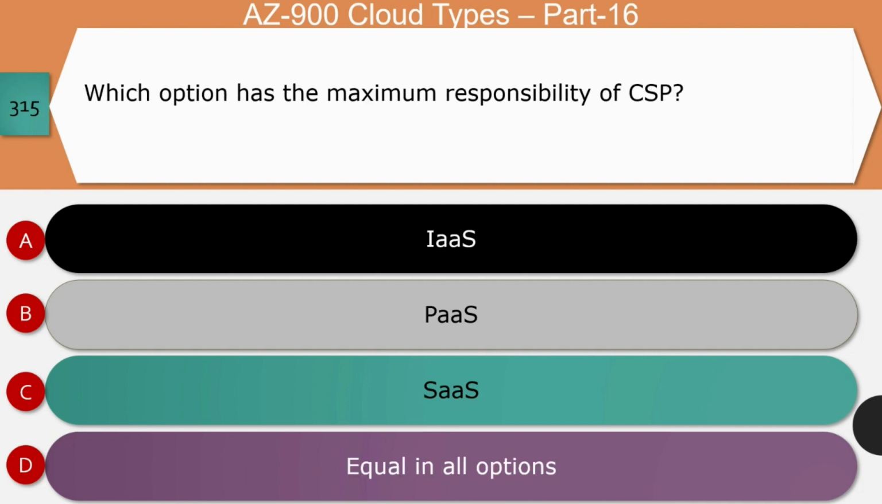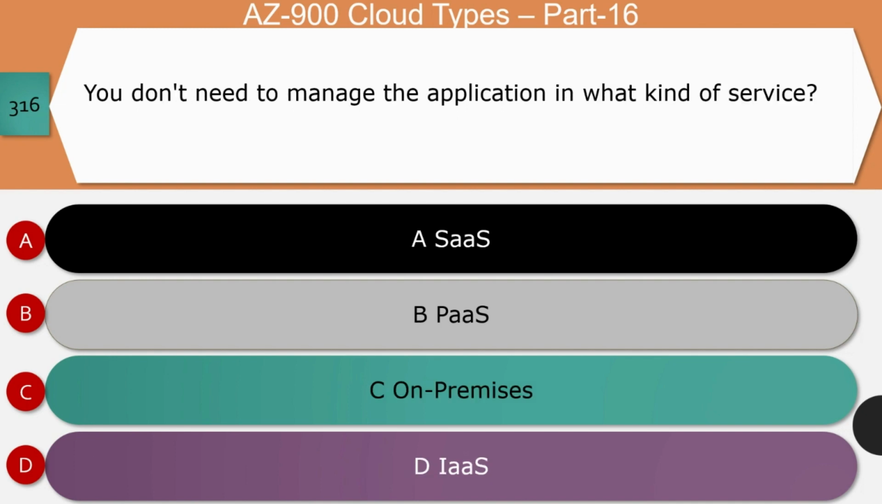Next question, which option has the maximum responsibility of the cloud service provider? Is it IaaS or PaaS or SaaS or is it equal for all options? The right answer for this question is IaaS. Let's see the reason. In IaaS, the CSP is responsible for managing and maintaining the server, storage, networking, and VMs, which are all owned by them. So they have maximum responsibility with respect to IaaS, and so that is the correct answer.